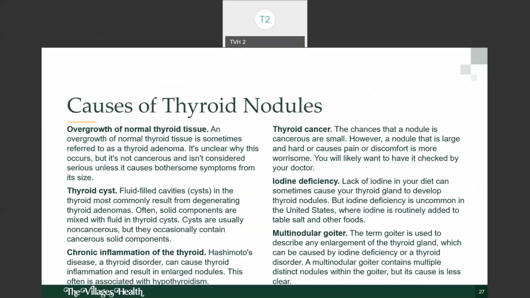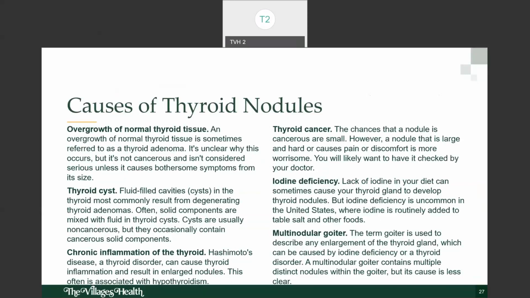Some people do, some people don't, but the cysts are usually non-cancerous as well, but they occasionally can contain cancerous components. So again, very important to make sure you're talking to your doctor about any new symptoms or any changes. Another cause of thyroid nodules is chronic inflammation of the thyroid gland. So that Hashimoto's disease that we discussed can cause thyroid inflammation and result in enlarged nodules. In general, this is usually associated with hypothyroidism.